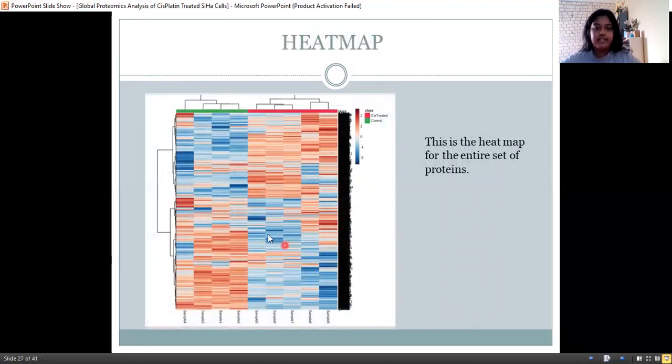This is a heat map for the entire set of proteins that I got. Here we can see that the cis-treated is shown in pink and the control is shown in green. In the cis-treated area, there are more upregulated proteins on this end and downregulated proteins on this end. And it's the exact opposite for the control.